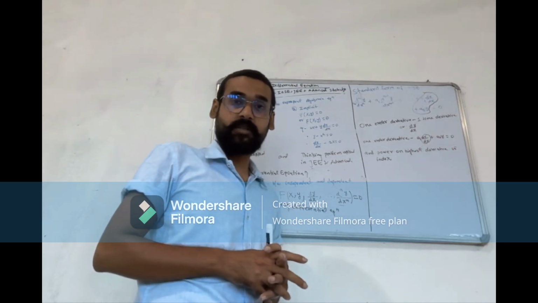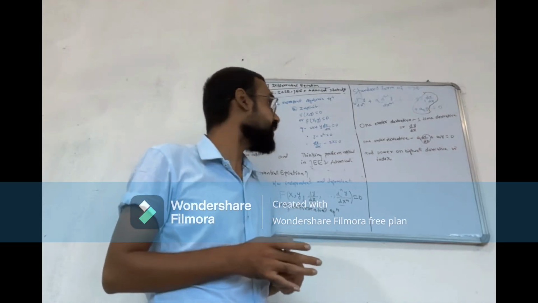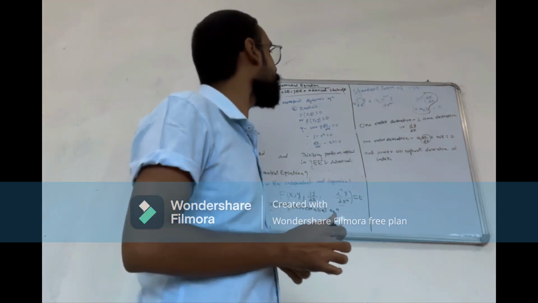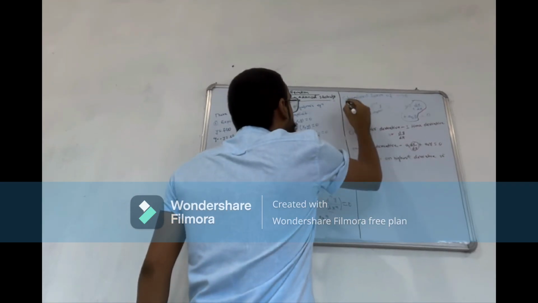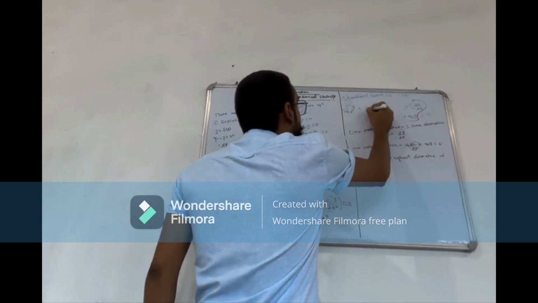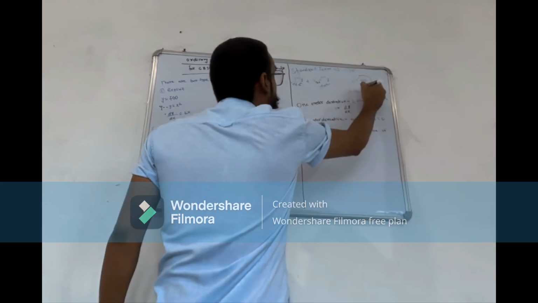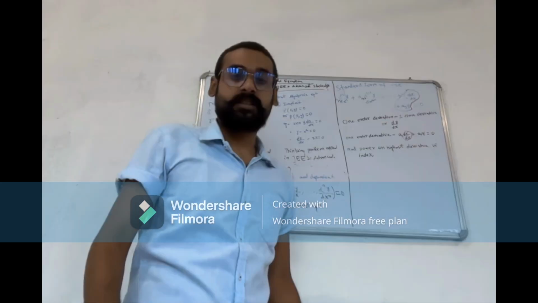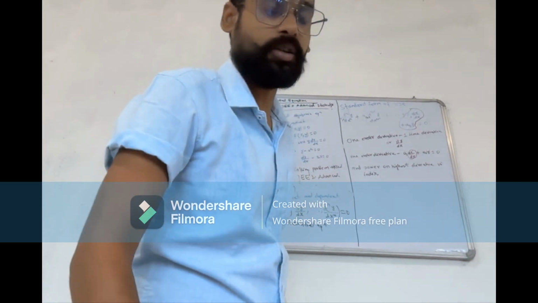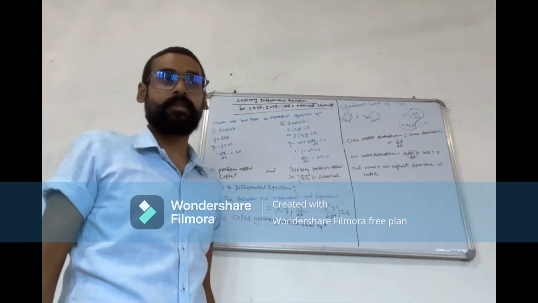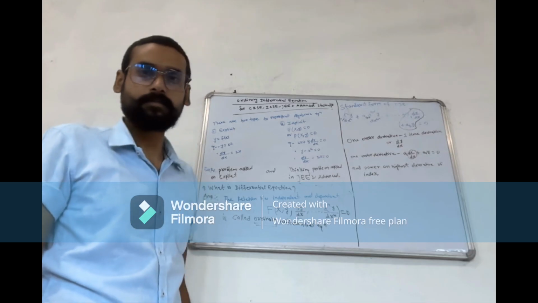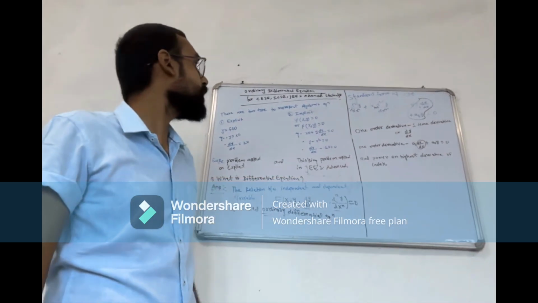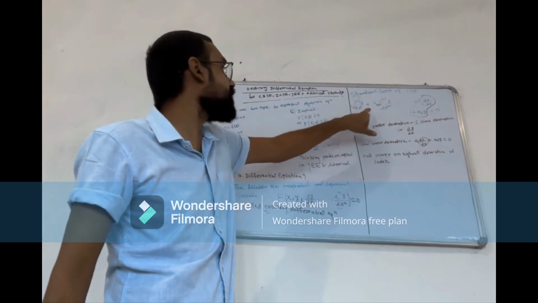In the next lecture we are going to deal with linear ordinary differential equation with constant coefficients. Here it is a_n, a_(n-1), up to a1, a naught, and all these coefficients are constant, not dependent on the variable x. Mostly the questions asked in Mains and Advanced are based on constant coefficients.